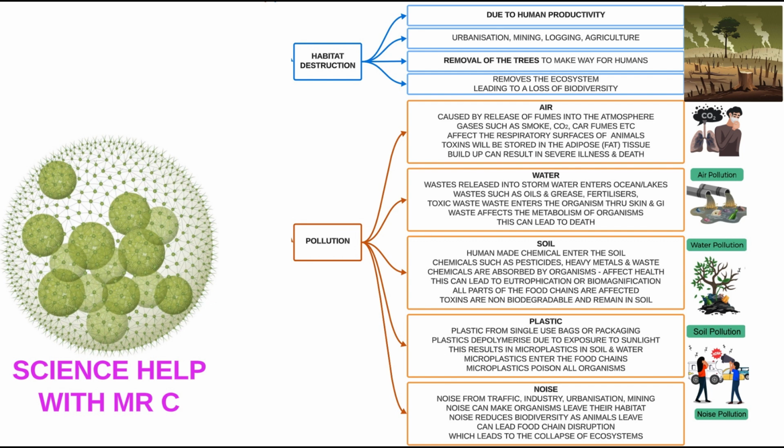Then last of all, there is noise pollution. Noise from traffic, from industry, from urbanization, from mining, from humans being humans. Noise can make organisms want to leave their habitat. This reduces biodiversity and disrupts food chains and food webs, which will lead to the collapse of the ecosystem.